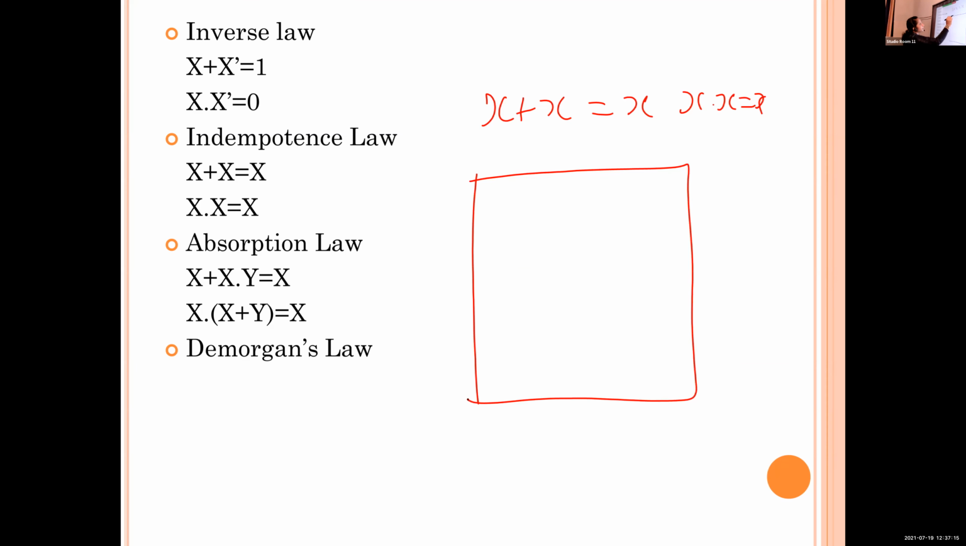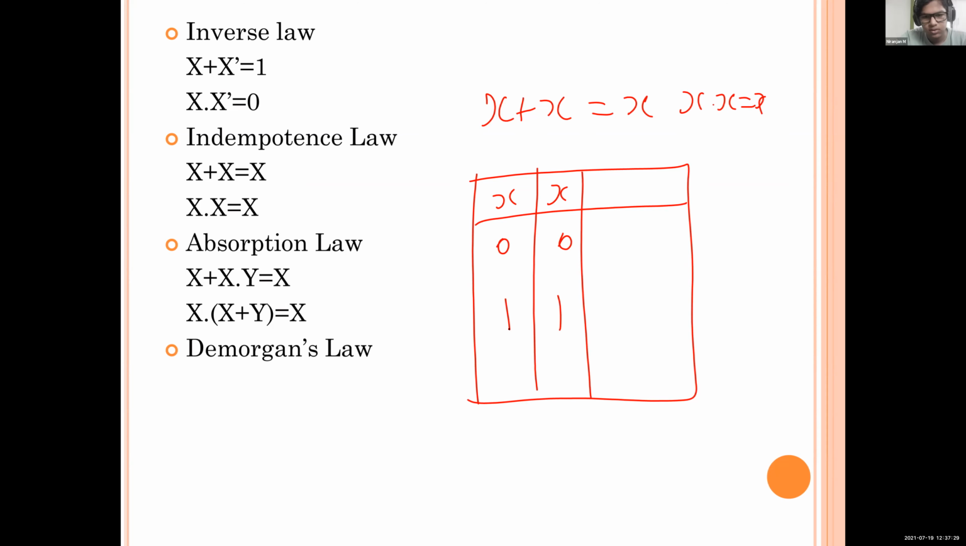Niranjan, how can we prove this X plus X? X is 0 and 1. Here also 0 and 1. Then what about this X plus X? 0. Here it is 1. That is the same value of X. That is X plus X is equal to X. If we add X with the same X, the result is also X.